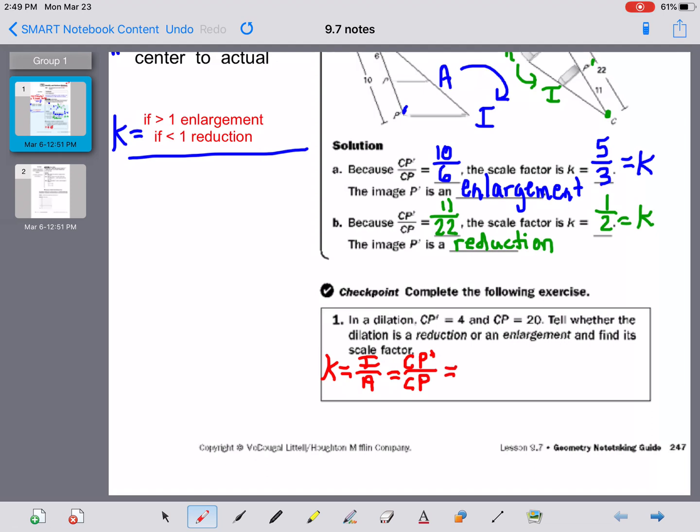When I fill in the values for that, C to P prime was 4, C to P was 20, and I reduce it and I get 1 to 5. There's my scale factor. Because it's smaller than 1, I know I have a reduction.